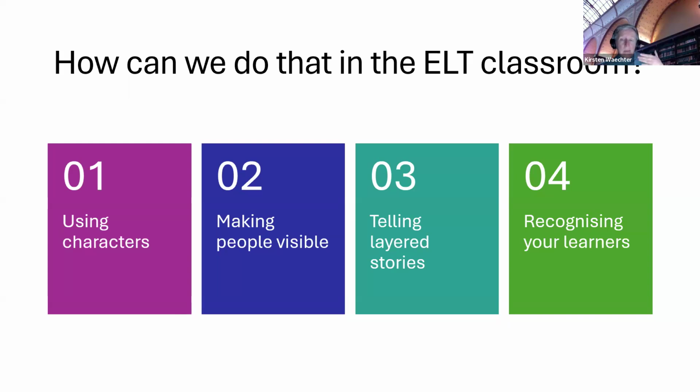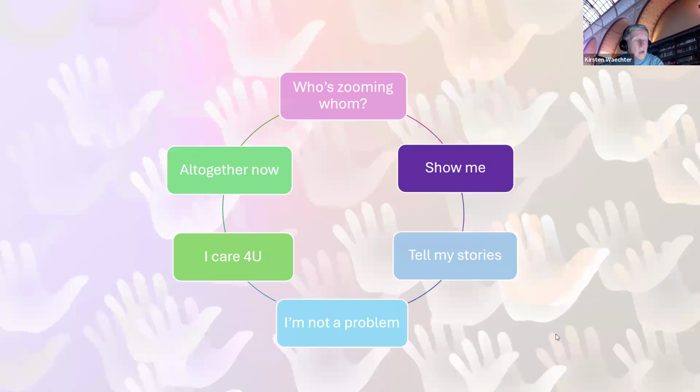I think that's what Maria also mentioned. Giving voice is very important. So we have to tell layered stories so that people are not reduced to one aspect of their identity, but actually see their own multiple identities. And we have to recognize our learners. So we start with the visual part. So we start with show me.